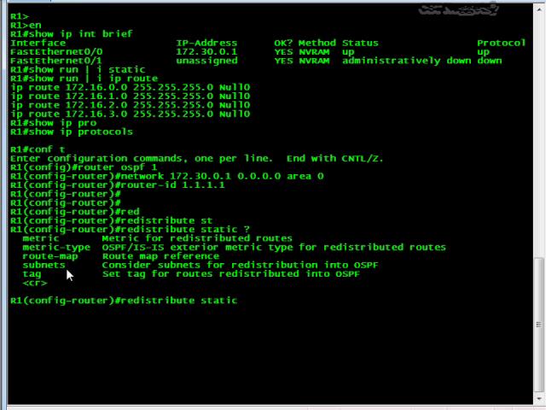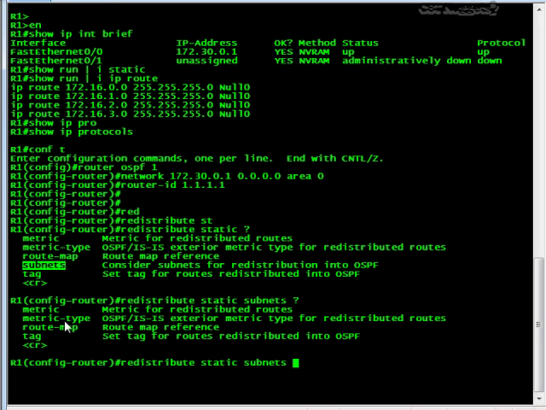Now, first and foremost, I'm going to add this subnets keyword. The reason why is, by default, OSPF will try to summarize. That is, these are Class B networks. It would try to summarize that back to its default Class B boundary if I didn't type in subnets. I want all the specific subnets, so we'll add that in there. I'll hit a question mark again. You can see I can type in metric and metric type.